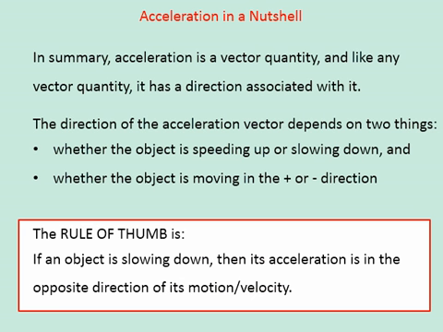Alright, so acceleration in a nutshell. Acceleration is a vector quantity. It has a direction associated with it. That direction is going to tell us all the information that we need about whether or not an object is speeding up or slowing down as it is accelerating. So the direction of the acceleration vector depends on two things: whether the object is speeding up or slowing down, and whether the object is moving in what we call the positive or negative direction. The rule of thumb to remember is if the object is slowing down, then the acceleration is in the opposite direction of motion or velocity.